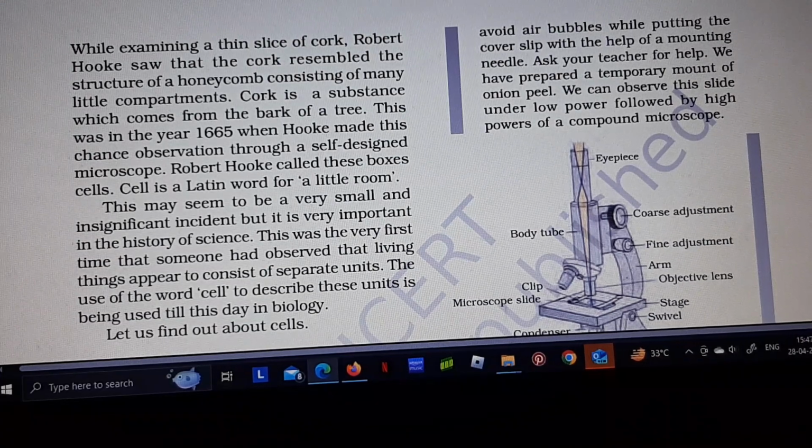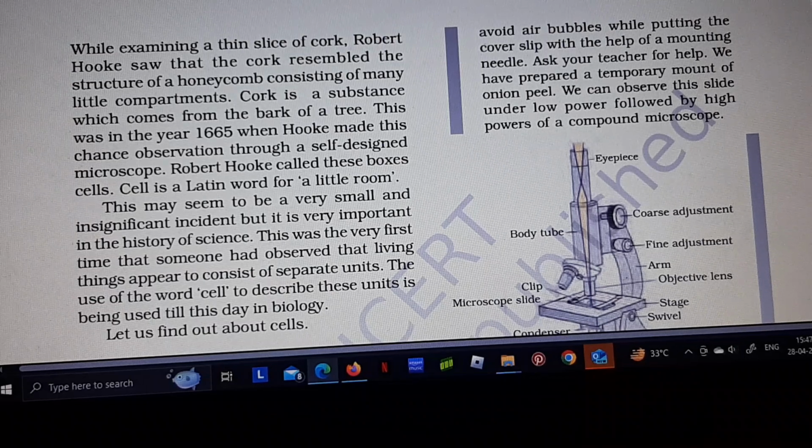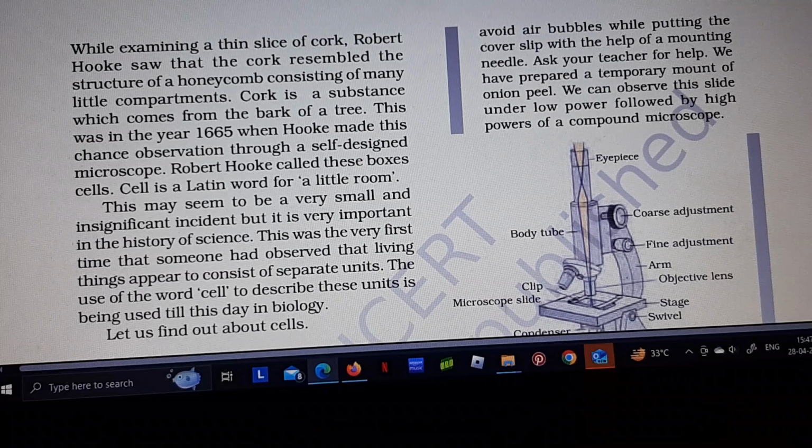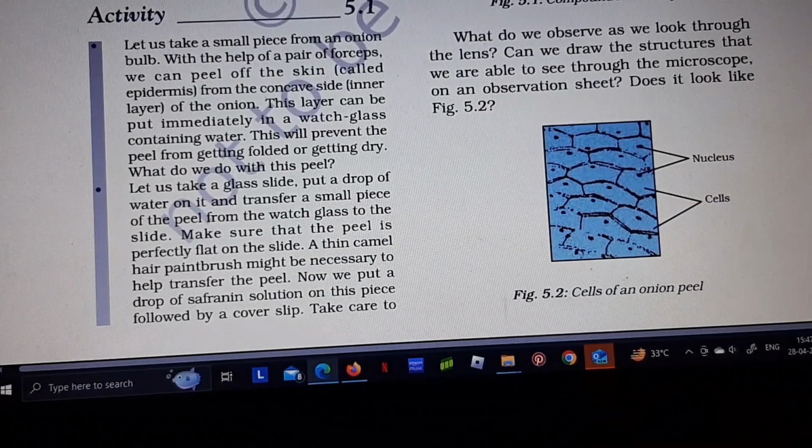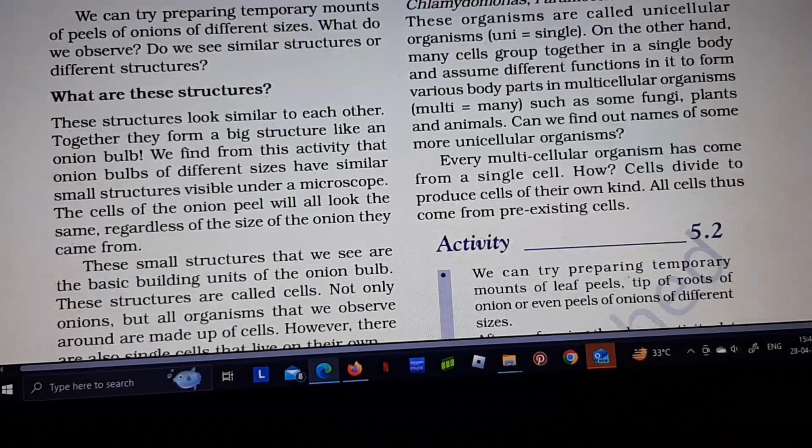We have prepared a temporary mount of onion peel. We can observe this slide under low power followed by high power of a compound microscope. What do we observe as we look through the lens? Can we draw the structures that we are able to see through the microscope on an observation sheet? Does it look like figure 5.2, which shows cells of an onion peel?